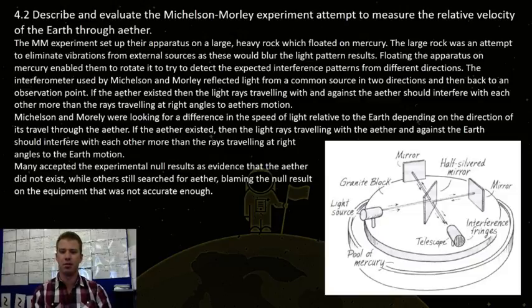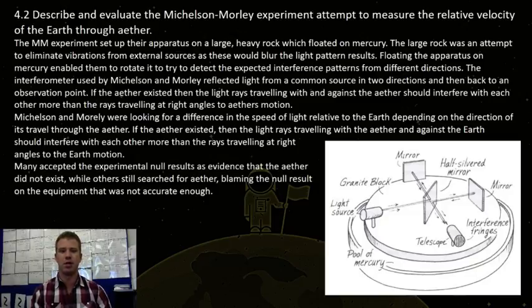The interferometer was used by Michelson and Morley to reflect light from a common source in two directions and then back to the observation point. You can see that in the diagram on the right. If the ether existed, then the light rays traveling with and against the ether should interfere with each other, so there would be an interference pattern.